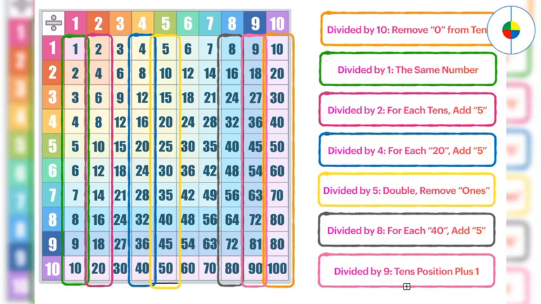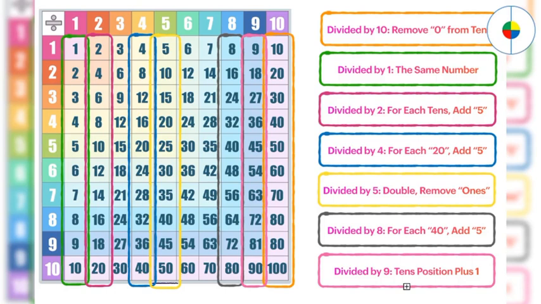Just remove 0 from the ones position. 70 over 10 is 7. Any number divided by 1 is the same number. 9 over 1 is 9. Any number divided by 2: for each 10, you add 5. If the number is less than 10, split the number as close as possible. Each of the new numbers is the result.